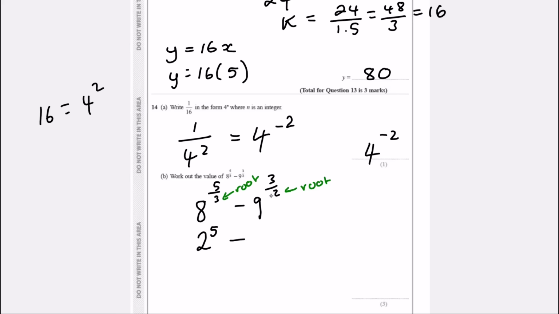And the same with the 9. This one was a 3, so it was a cube root. The bottom one here is a 2, so it's a square root. The square root of 9 is 3. So 9 to the power of 3 over 2 is the same as 3 cubed. 2 to the power of 5 is 2 times 2 times 2 times 2 times 2, which is 32. 3 cubed is 3 times 3 times 3, which is 27. So we've got 32 take away 27, and that's 5.